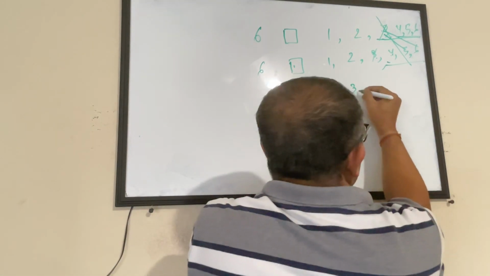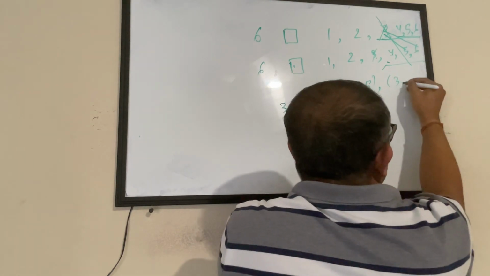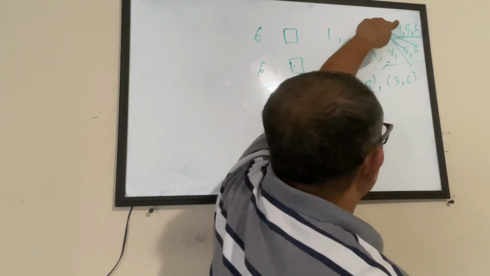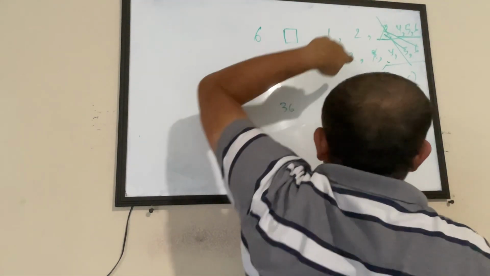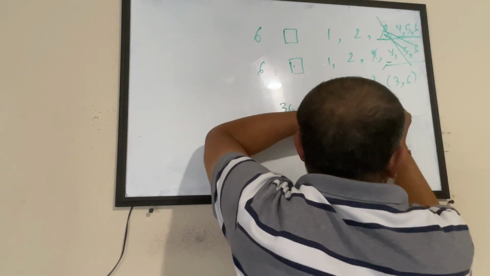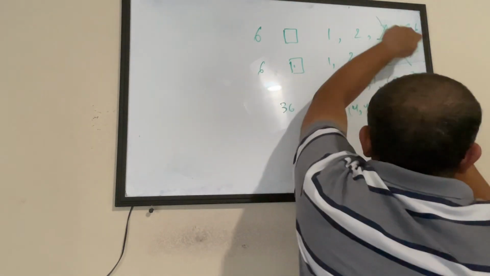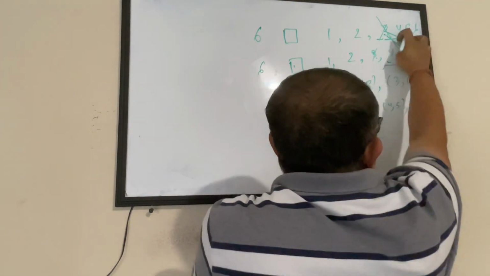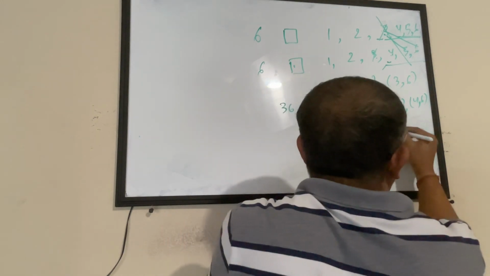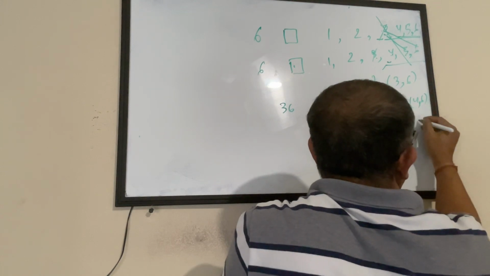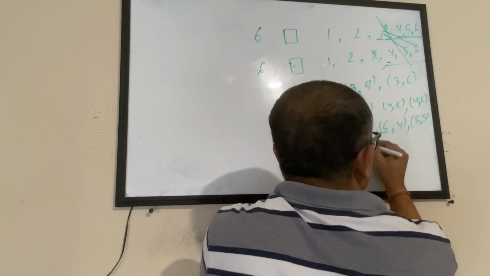So you're talking about 3 and 5, this is one option. 3 and 6, second option. With 3 you are done. Then you go to 4. 4 and 4 is one option. 4 and 5 is another option. 4 and 6 is another option. 4 is done. Now let's go to 5. 5 and 3 is one option. 5 and 4 is another option. Don't make sound. 5 and 5 is another option. 5 and 6 is another option.